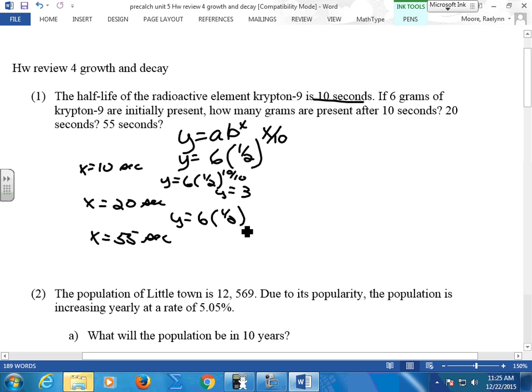1.5. You got 1.5, and then I'm going to do a 55.